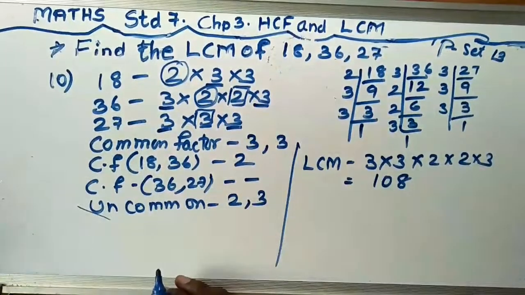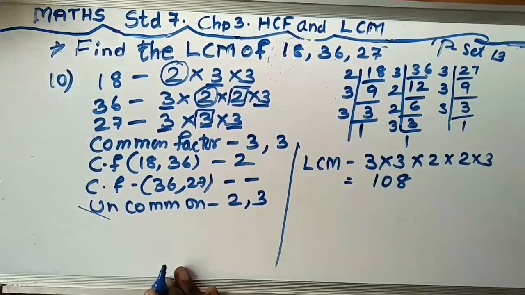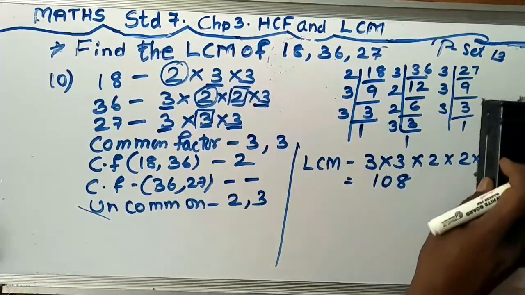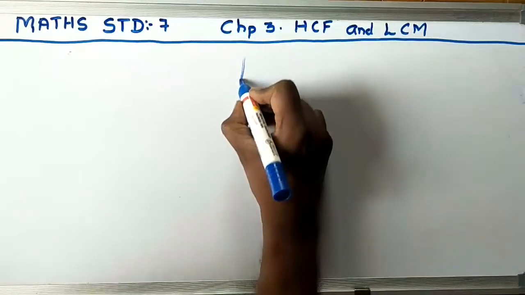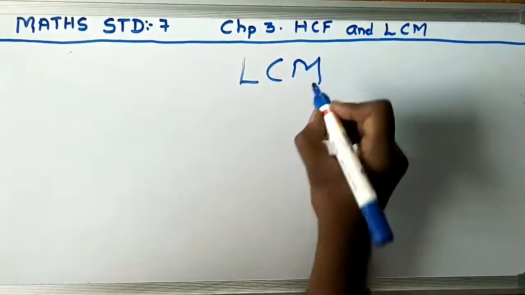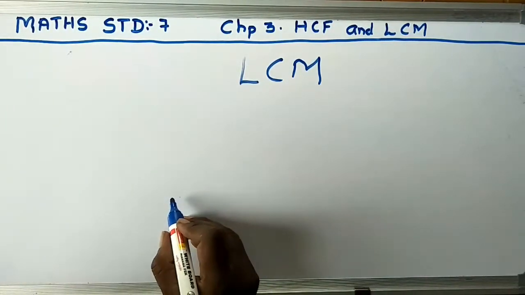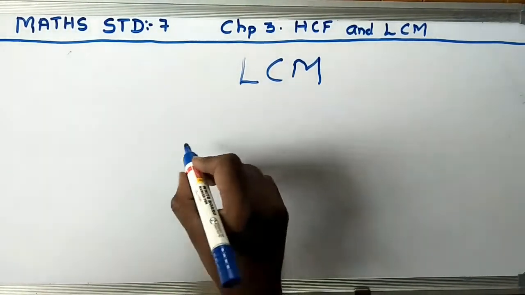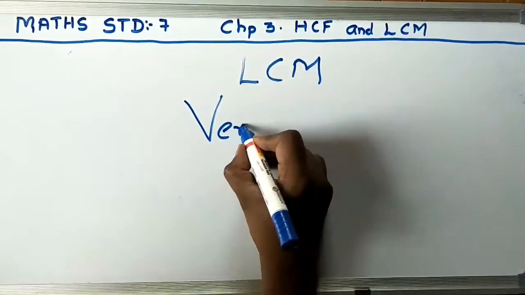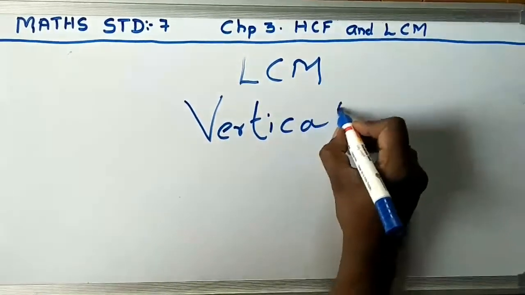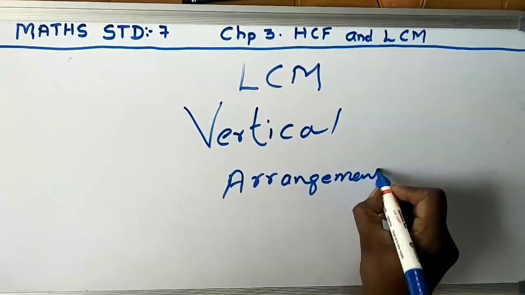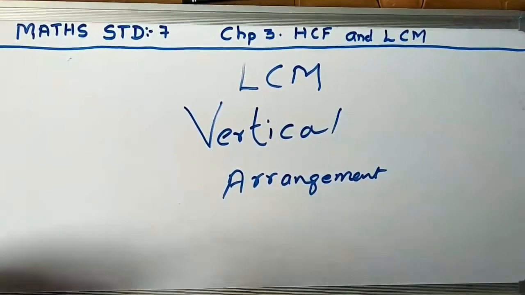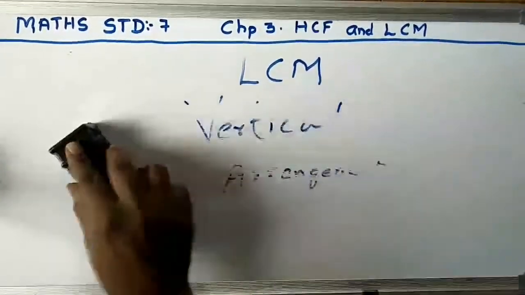In this way, you have to find the LCM sums. This is by the prime factor method. There is one more method for finding the LCM, and that method is called the vertical arrangement. Let us learn the vertical arrangement. This will be very easy for you to solve.